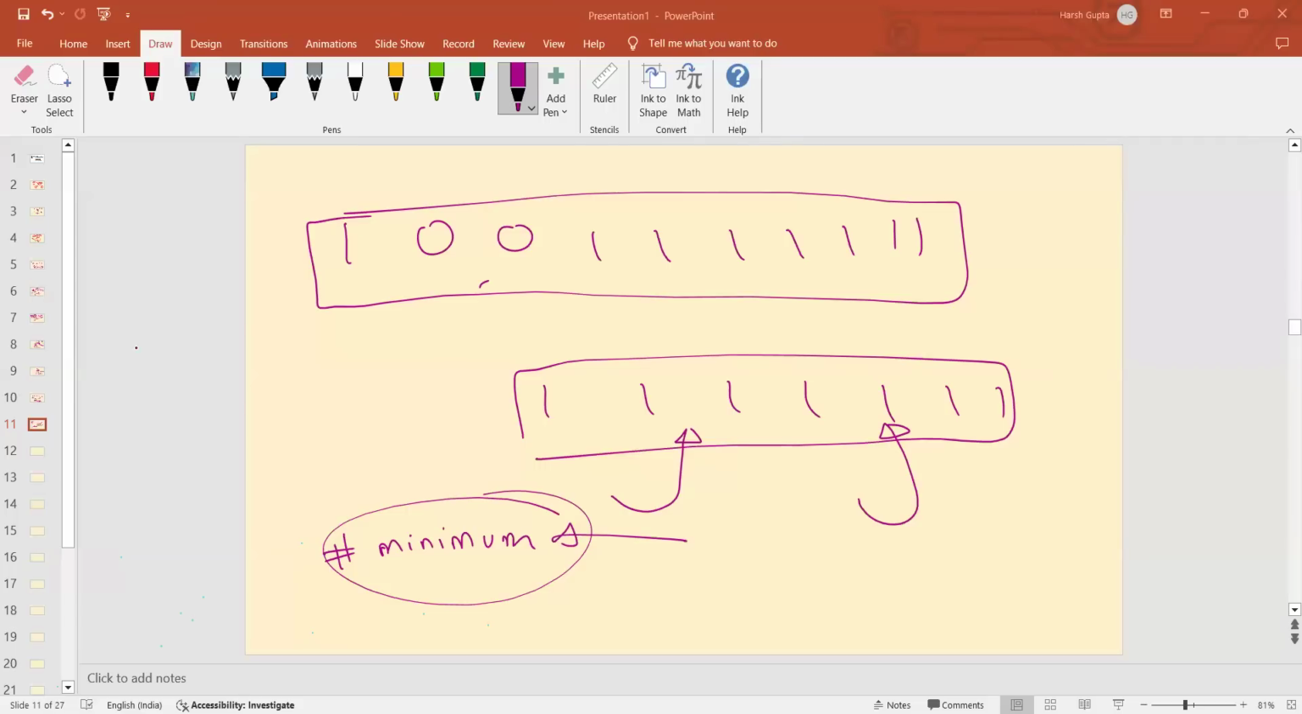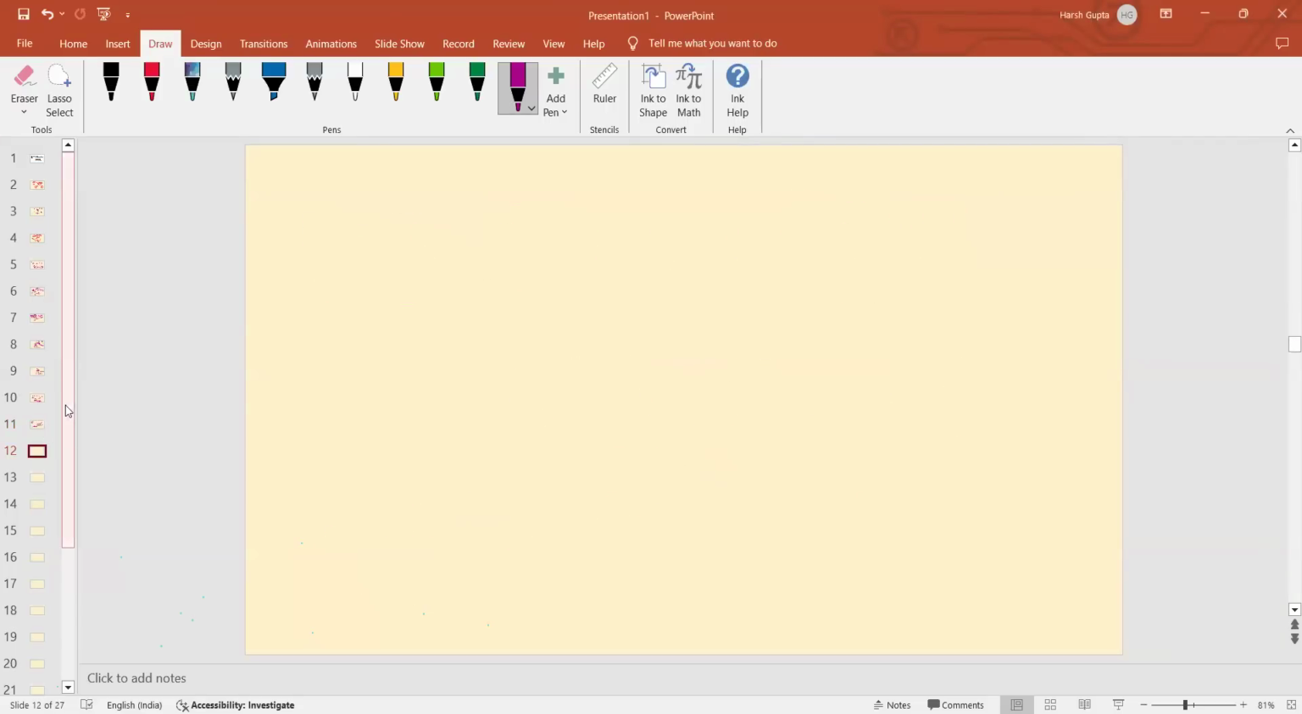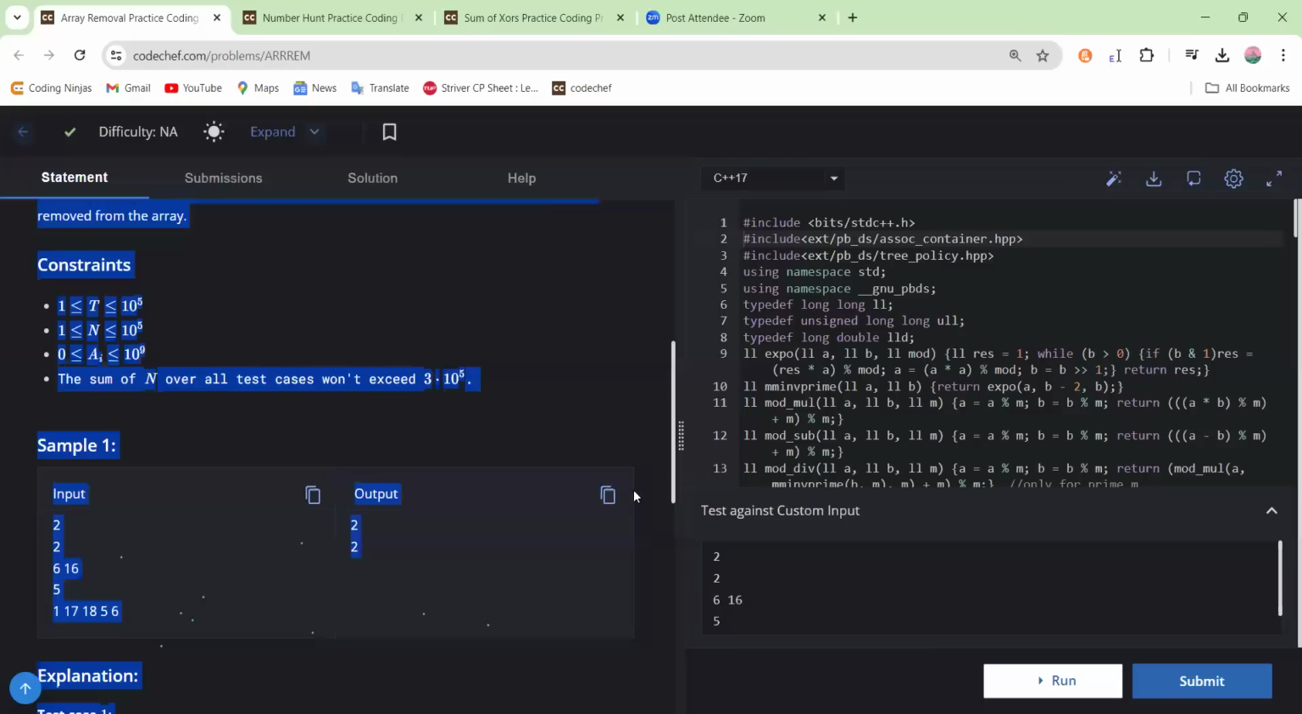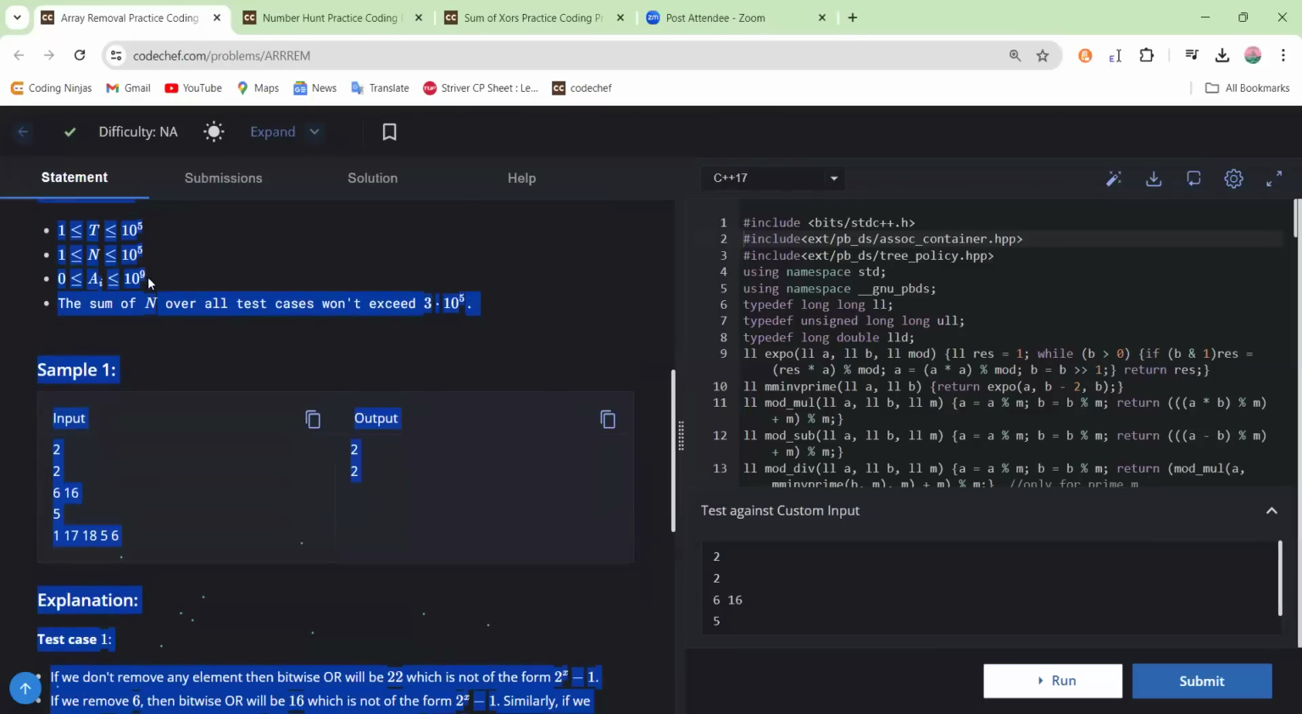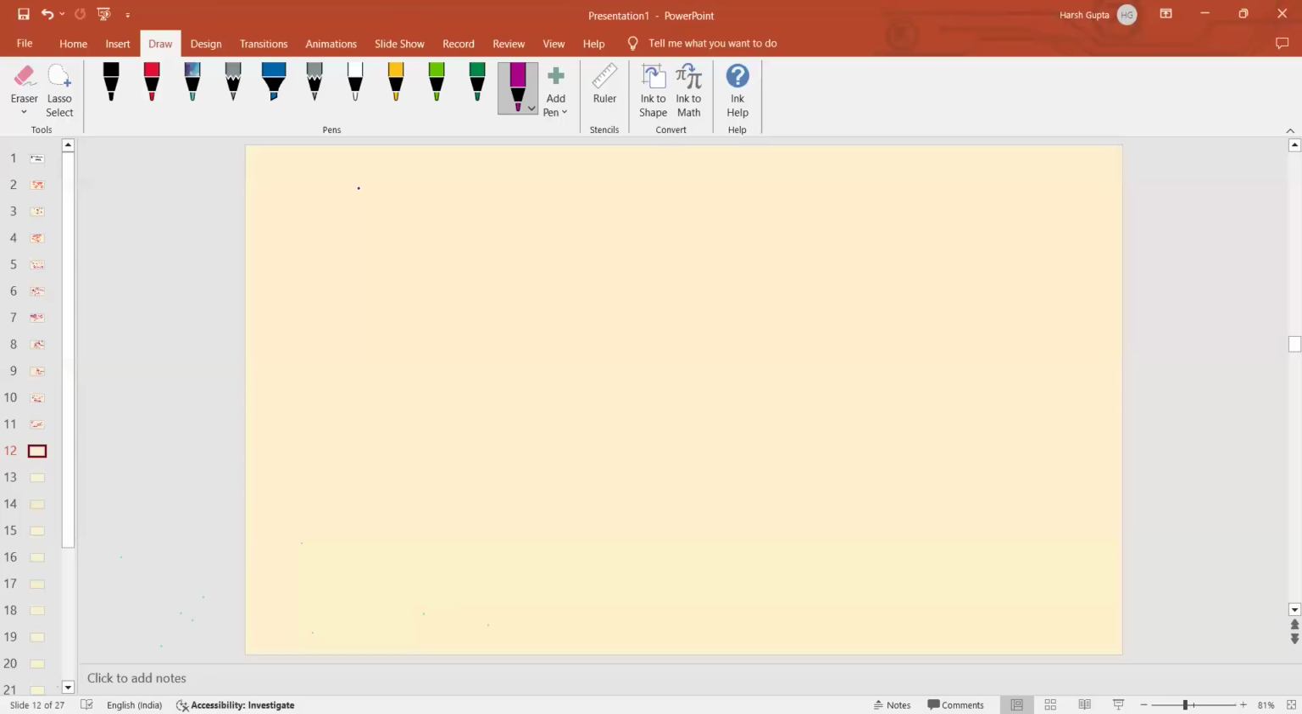Yeah. So how can we get this? What I thought during the contest was, looking at the constraints, we have all A i in the range of 0 to 10 power 9, isn't it? So we will have at most 32 bits in the number, isn't it?